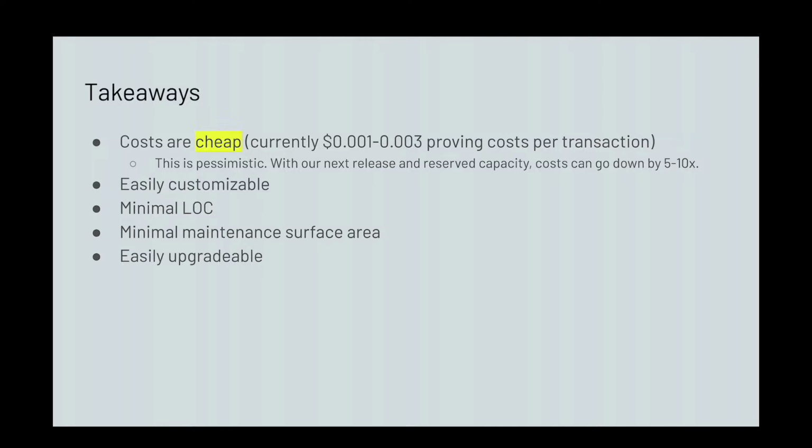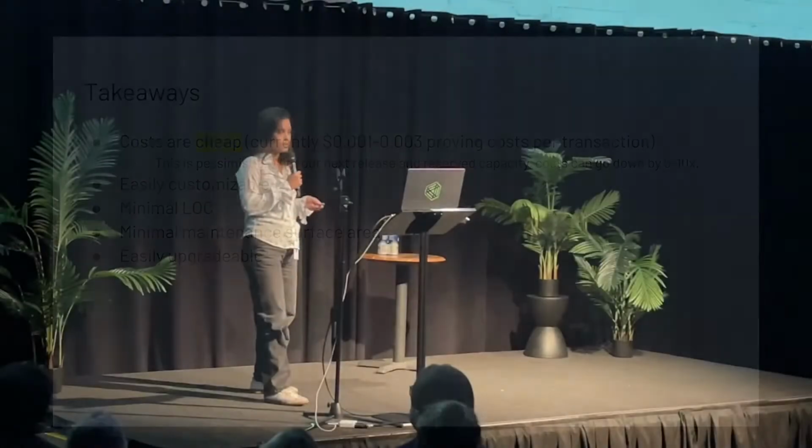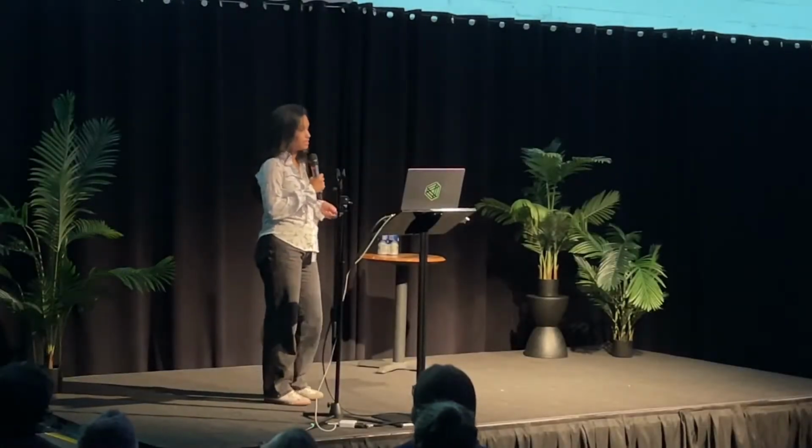I think what's even cooler than the cost being cheap, though, is that it's super easily customizable, and there's very minimal lines of code. We're super happy that we could use all of the work by the Reth, Revm, Alloy, and Kona teams. And in the end, you have ZK verification of Ethereum blocks with only 1,100 lines of code. That is super magical. And again, it's easily upgradable. There's minimal maintenance surface area. And I think that is the very powerful developer experience of a zkVM.